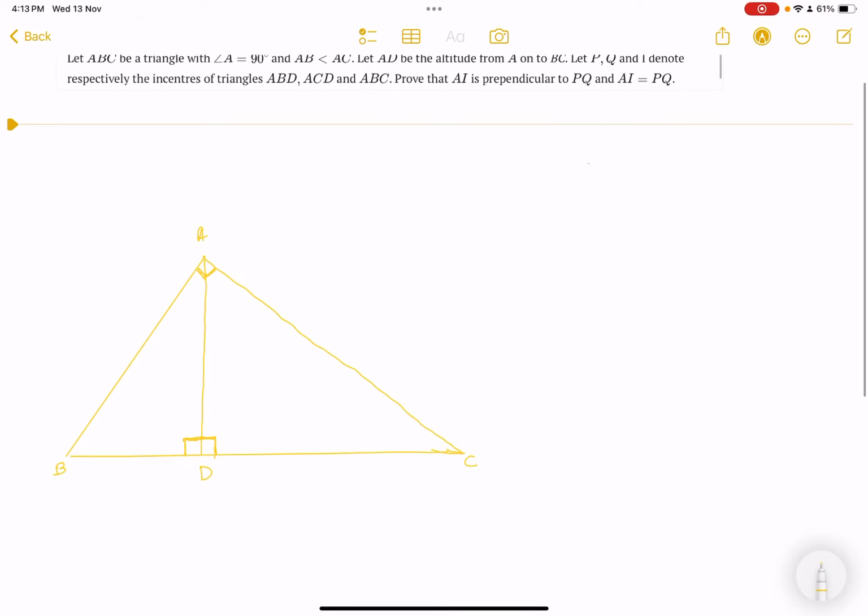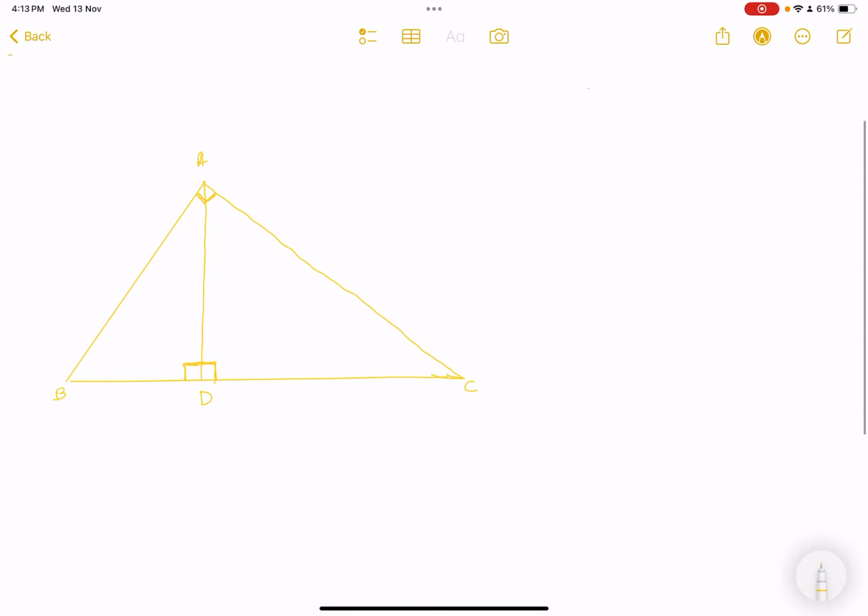So before moving further into the question, let us analyze this part of the figure first. Let this side be c and this side be b. Let BC be a. So now we have a squared equals b squared plus c squared because it is a right angle triangle. So let us find out AD. What will be the length of AD?